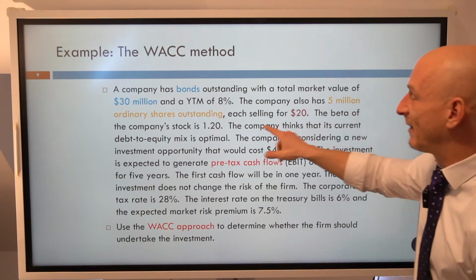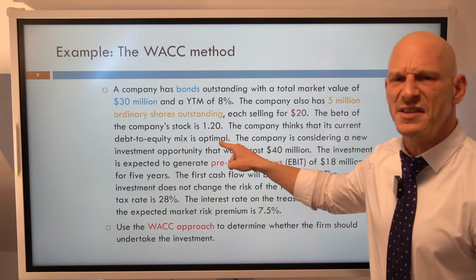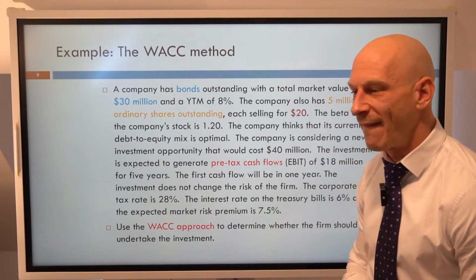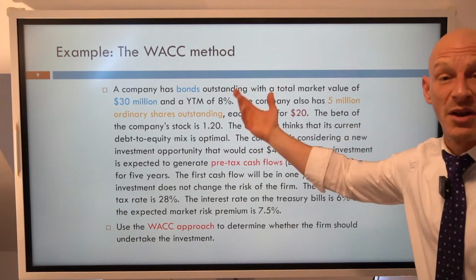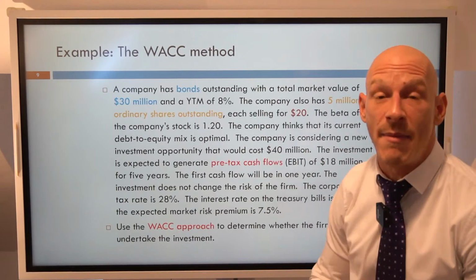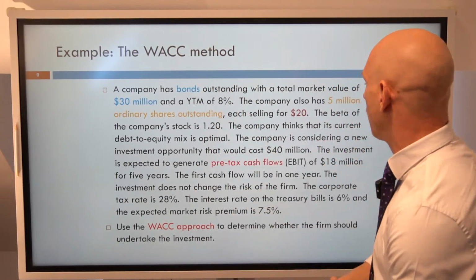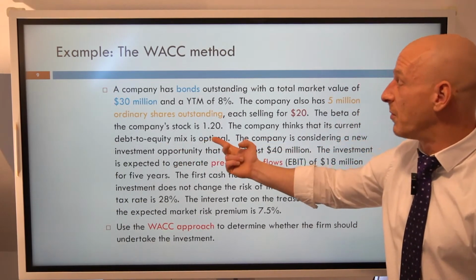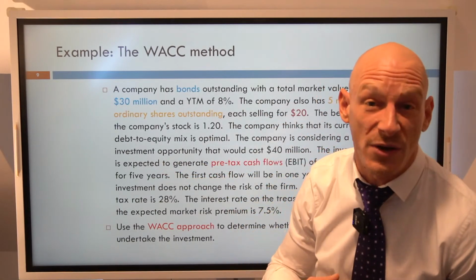We know the beta of the stock of this firm, it's 1.20. Is it more risky than the market, as risky as the market, or less risky than the market? Excellent. Yeah, very nice. The beta is more than 1. That means it's more risky than the market, because the market itself has a beta of 1. The company thinks that its current debt to equity mix is optimal. That is an indication for us that we are talking about a stable debt to equity ratio.